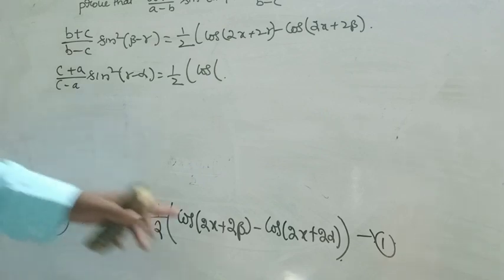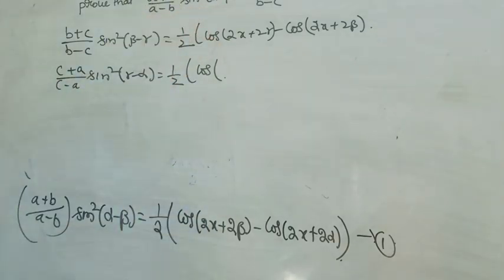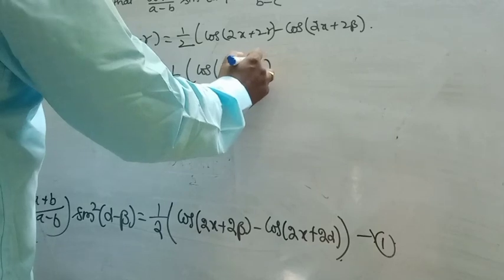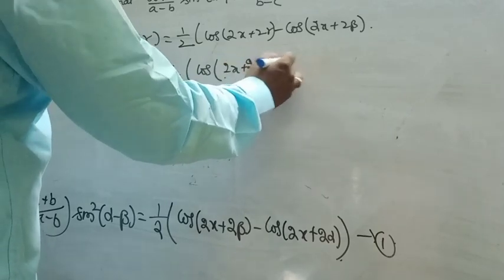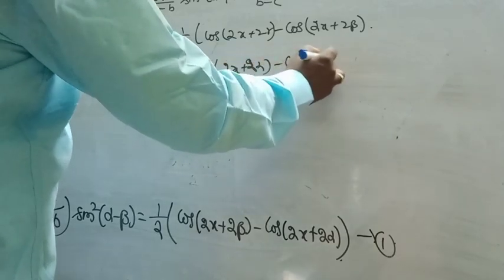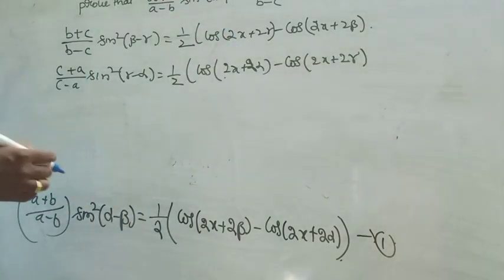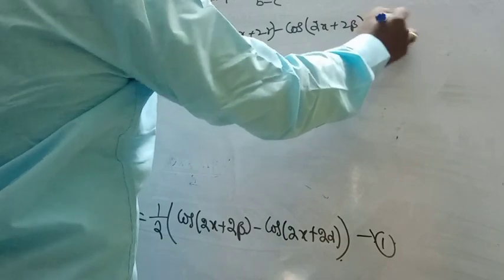Here we have 2x plus 2 beta, this is 2x plus 2 gamma, and then you are going to get cos of 2x plus 2 alpha minus cos of 2x plus 2 gamma, like this. Wonderful. Now we just add them. This is equation number 1, this is 2, and this is 3.